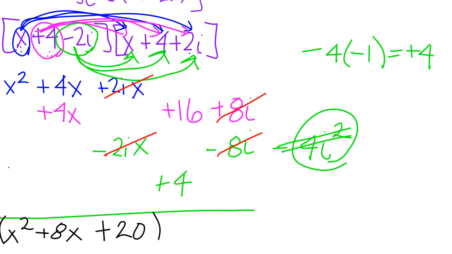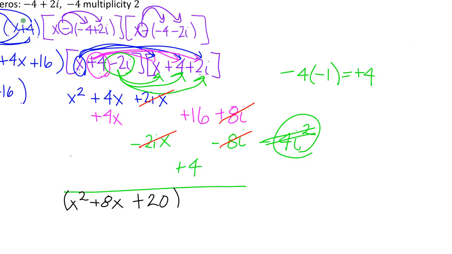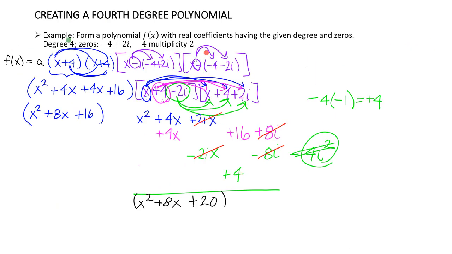So I'll zoom out a little. That's going to be the multiplication of those two purple parentheses. So when we get done, we're going to have x squared plus 8x plus 20. All right. So we have our f of x equals a times this first trinomial times the second trinomial. And so we're getting there. We're probably going to need one more slide. So let's do this.